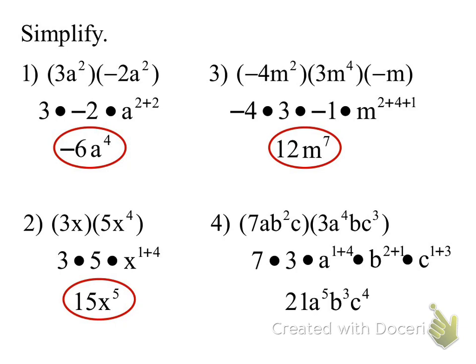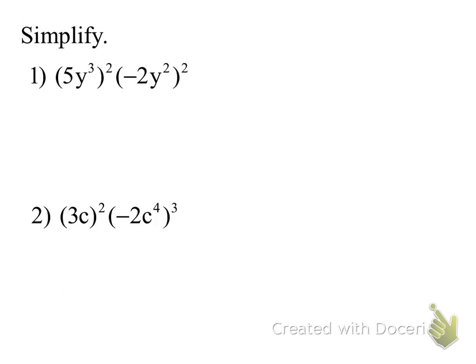Questions? Okay. All right. So now we're going to add power to a power to it. So I'm going to do the first one. Remember, when it's outside inside, we multiply the exponents. Okay, so I'm doing 5 to the third, y to the third, and I do want you doing these in-between steps. And 5 to the third is 125, y to the sixth, and then I get negative 2.